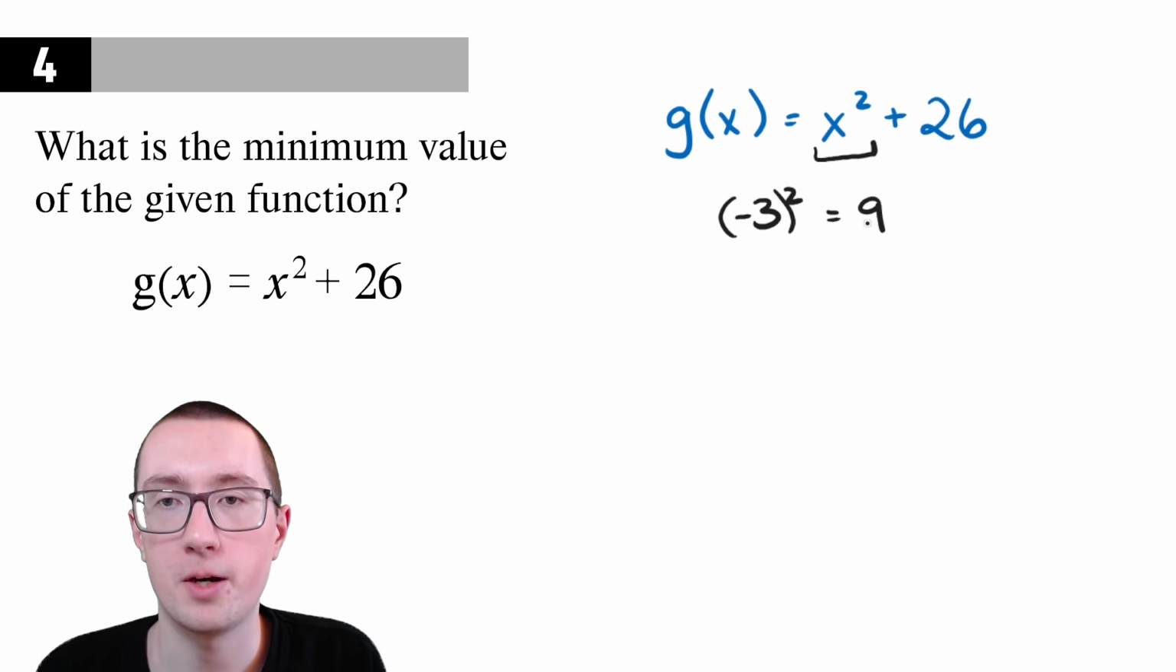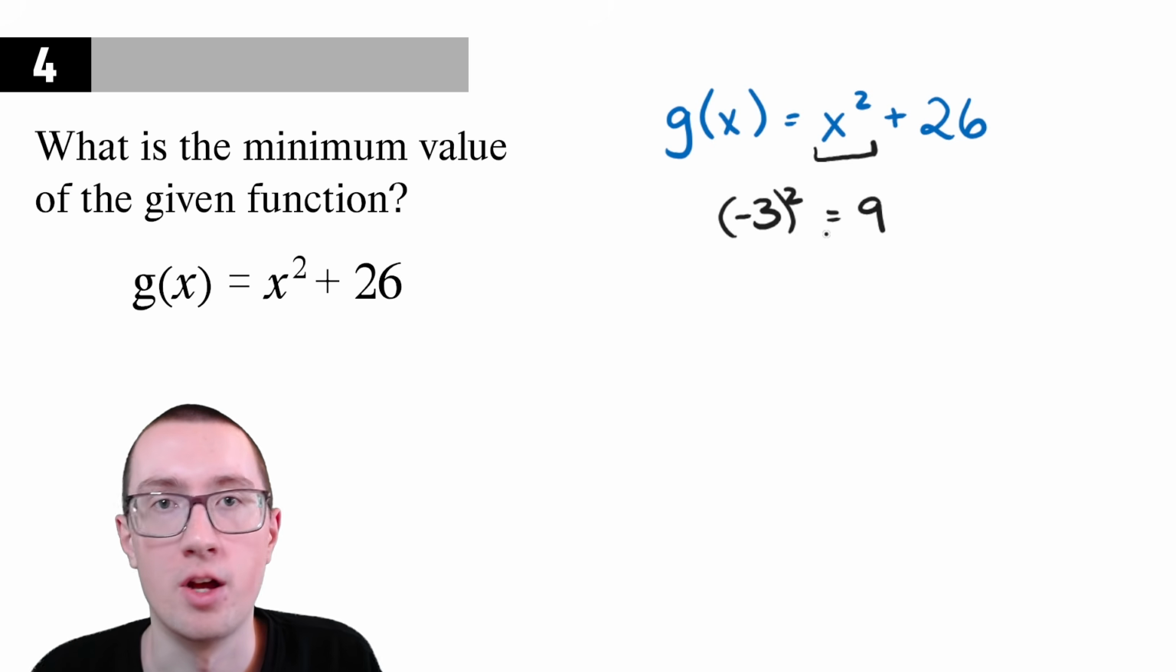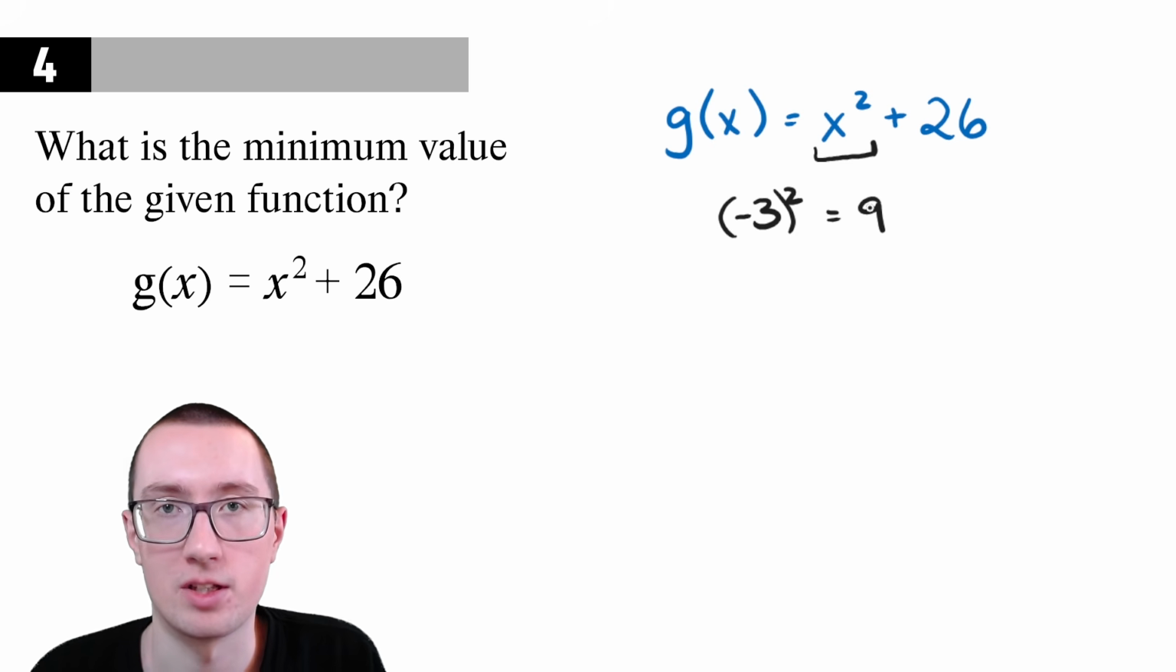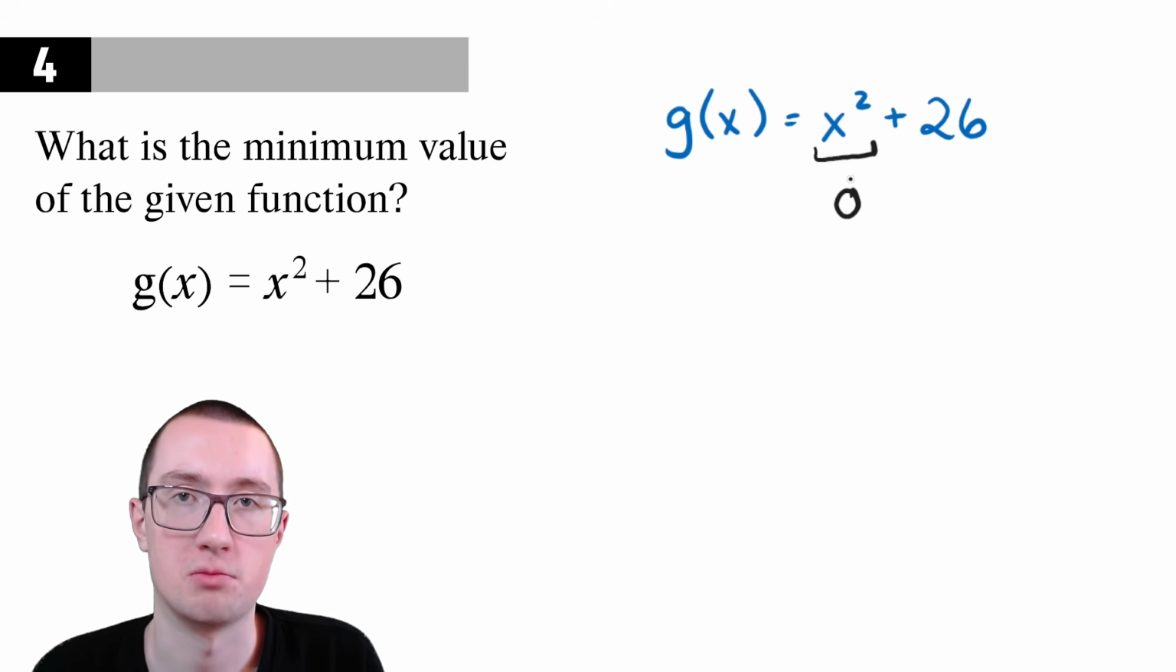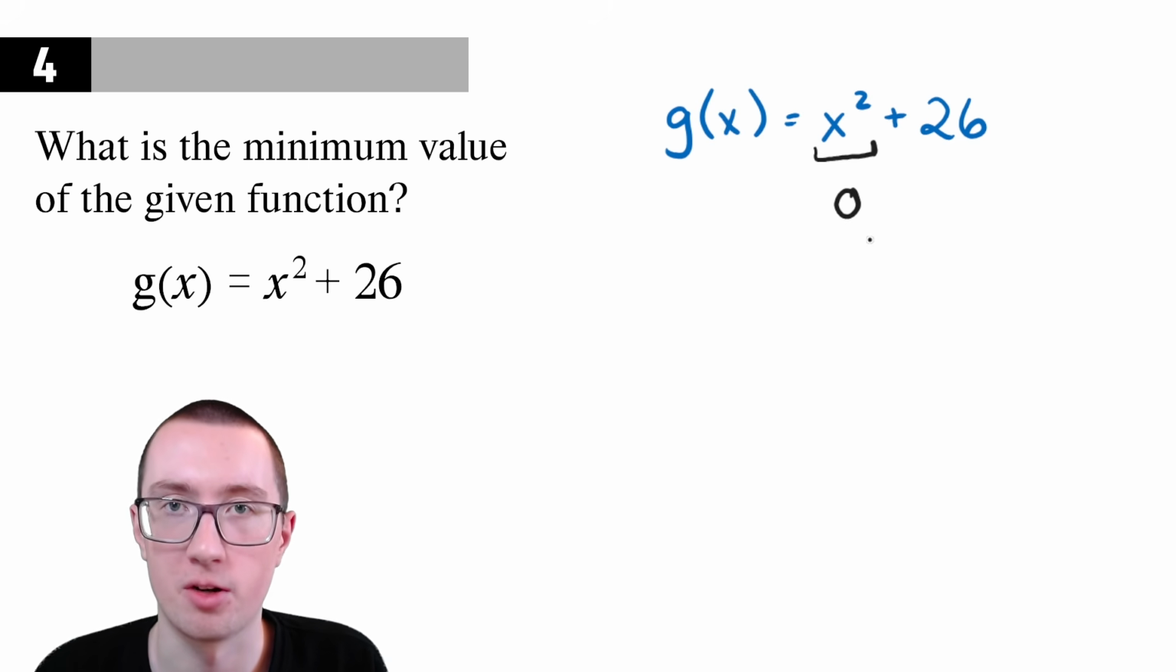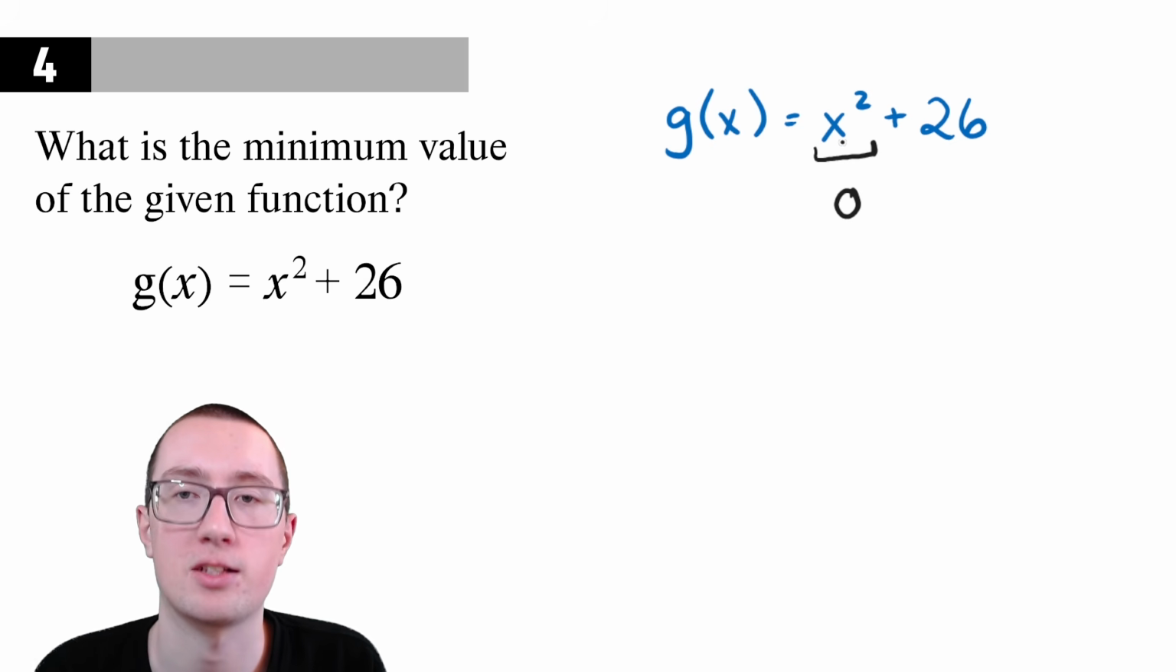So when you square a number, you're never going to get a negative answer, unless we're talking about imaginary numbers, for example, but that's not what we're dealing with right now. So if x squared can never be negative, then the lowest that this can be is 0, because 0 squared, 0 times 0, is 0. But we can never have negative 1. So 0 is the smallest that x squared can be.